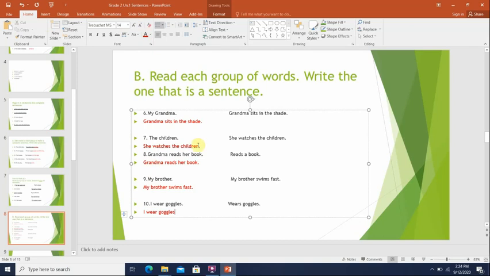So that was our first grammar lesson. Okay, what is a sentence? A sentence is a group of words that tells you an idea or a complete thought. Okay.